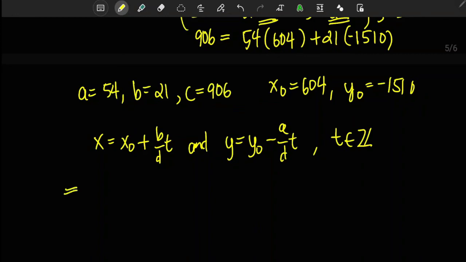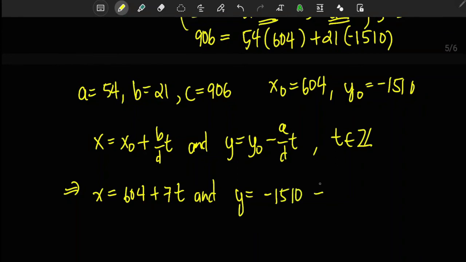So this would imply that we can write x equals, so we get x sub 0, 604 plus 21 divided by 3 gives us 7t. And y equals, so y sub 0 is negative 1510 minus a, which is 54 divided by 3. So that gives us 18t for all arbitrary value t.